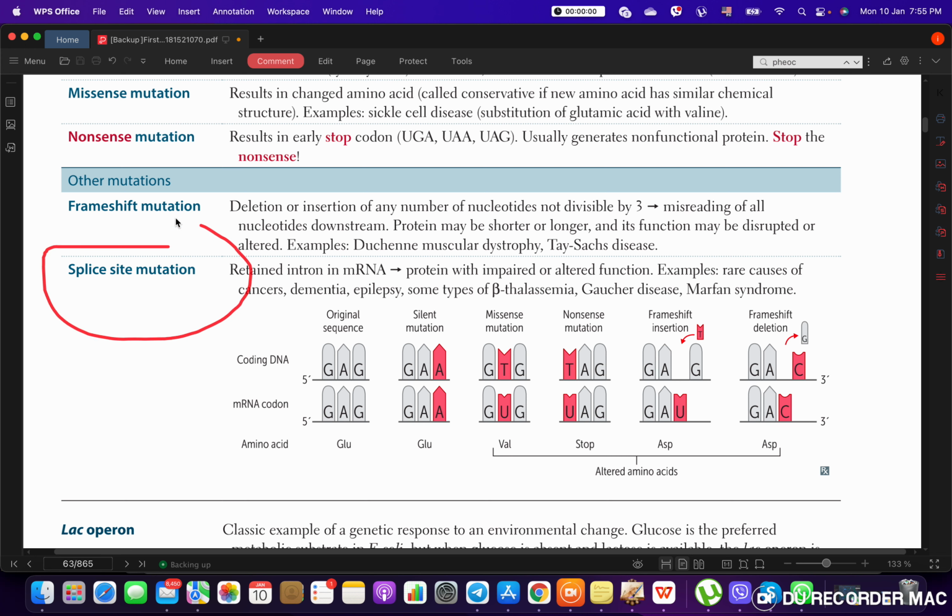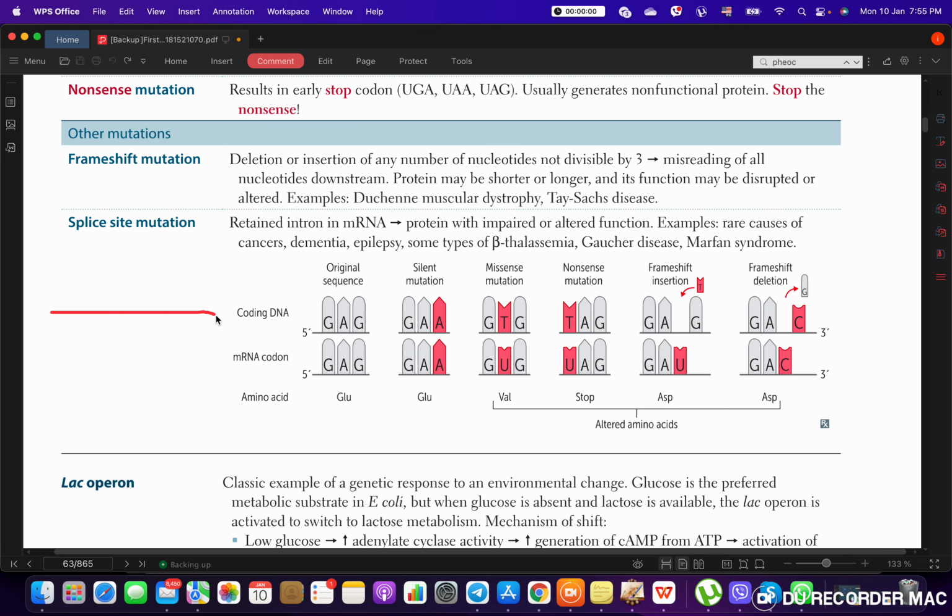Okay, so splice site mutation, retained intron in the mRNA. Basically, I will be telling you in the future that inside of the mRNA, we have something called introns and something called exons. Exons get expressed to mRNA. Introns should not. And that is done by some mechanism I will tell you about later, which is by the spliceosome and all of that, but this is for later.